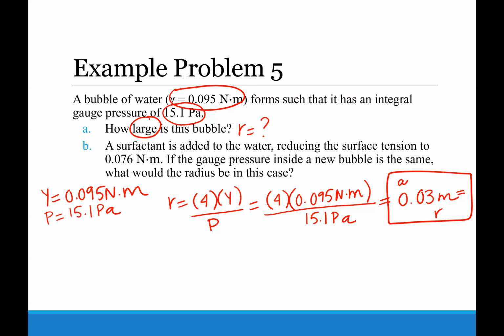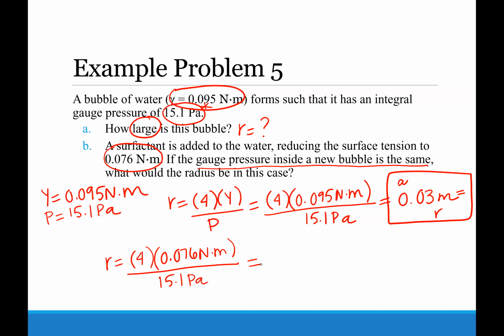So question B says that a surfactant is added to the water, reducing the surface tension to 0.076 Newton meters. If the gauge pressure inside the new bubble remains the same, what would the radius be in this case? So again, radius equals 4 times the new value for our surface tension, which is 0.076 Newton meters, divided by pressure, and it says that the gauge pressure remained the same, so we're going to use this value again, 15.1 pascals.